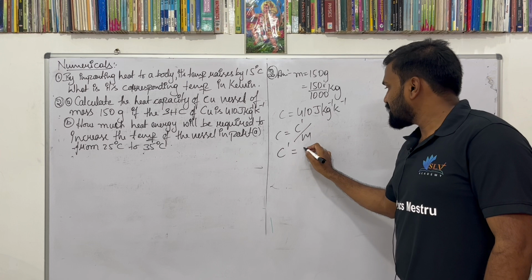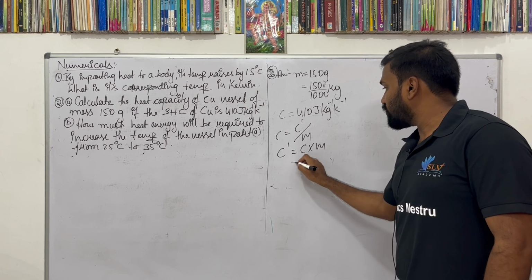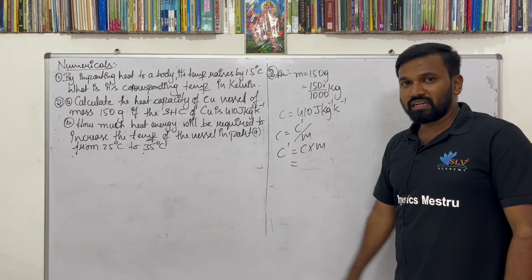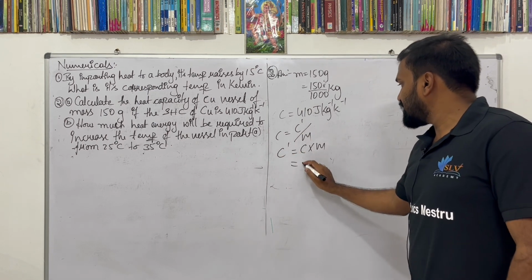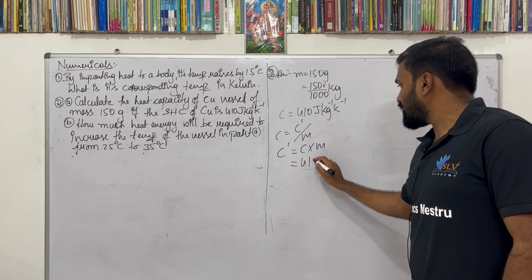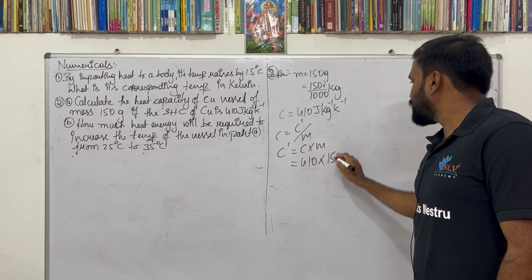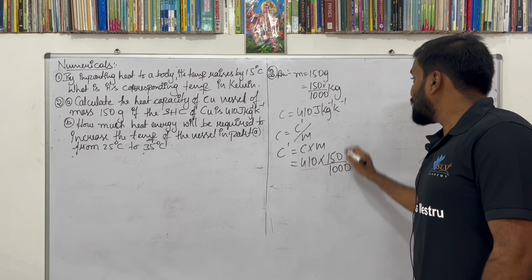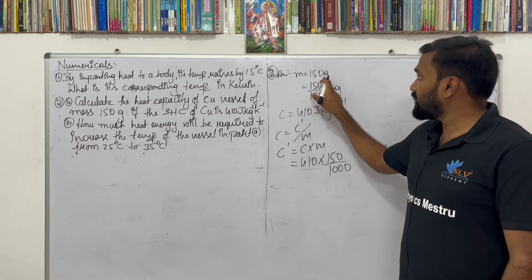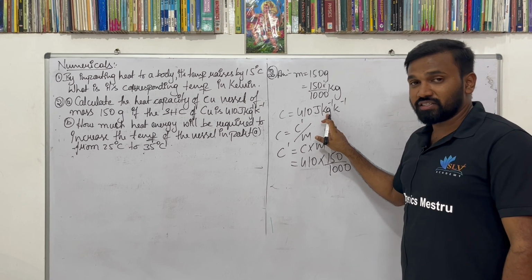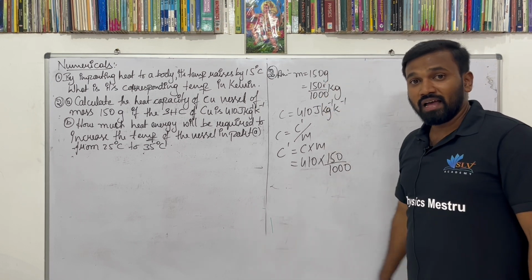Therefore heat capacity is equal to specific heat multiplied by mass. So if we cross multiply, we will get heat capacity. What is the heat capacity? Specific heat capacity 410 into what is the value of mass? That is 150 divided by 1000. It has to be in kg, it should not be in grams. Why? Because specific heat capacity is in terms of kg. Hence it has to be in terms of kg only.